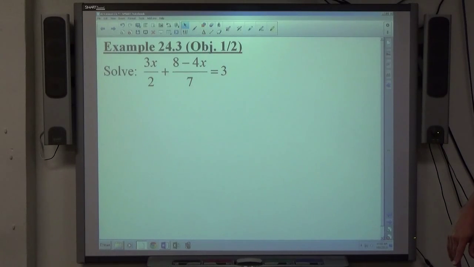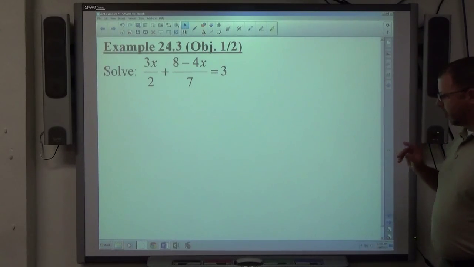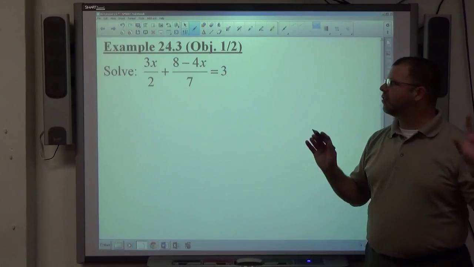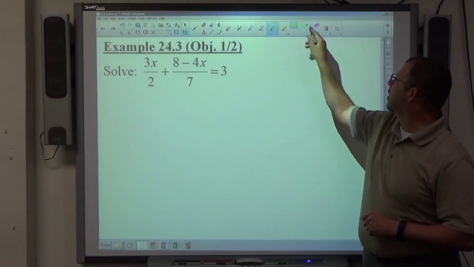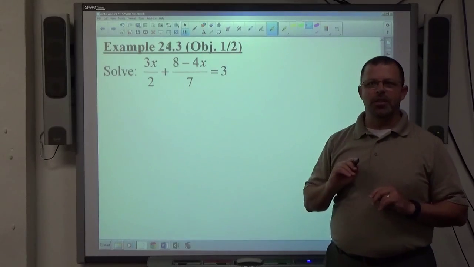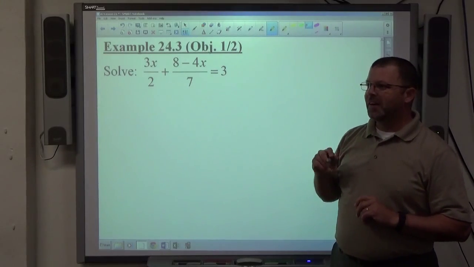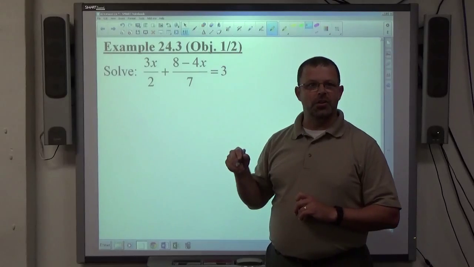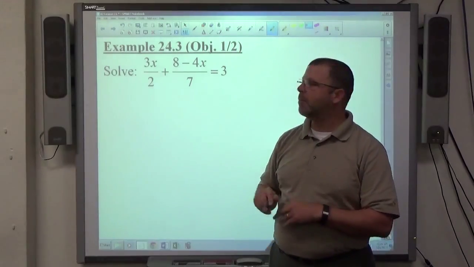Example 3: 3x over 2 plus 8 minus 4x over 7 equals 3. Let me make one mention real quick, and if I've lost your attention because you already know what you're doing, let me point out one thing you might not know that is going to happen at some point in the very near future, and it's not going to be revisited before this happens.